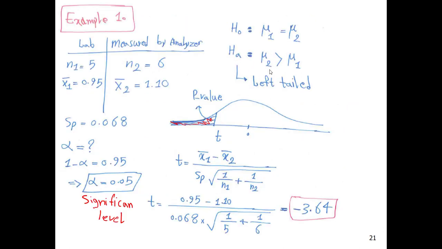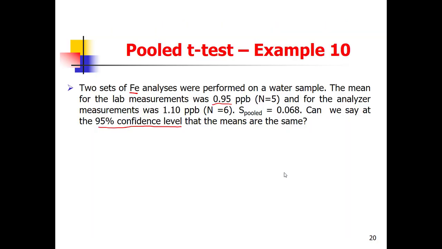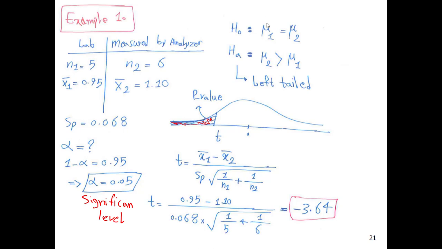The mean has increased. So how do I know? I look at this method. So I calculated my p-value, which is smaller than alpha, so I have to reject the null hypothesis. I have to reject this and accept this. So the means are not the same. Actually the mean is increasing.